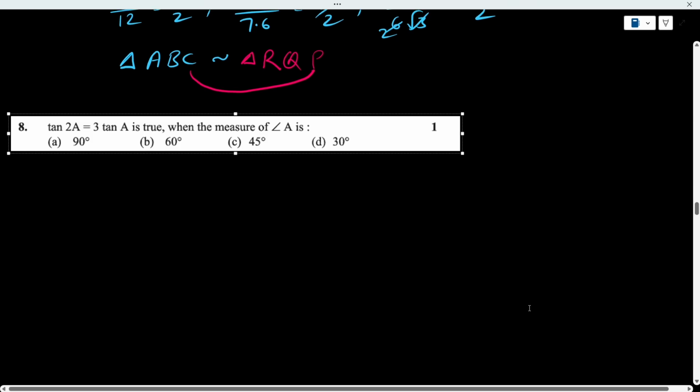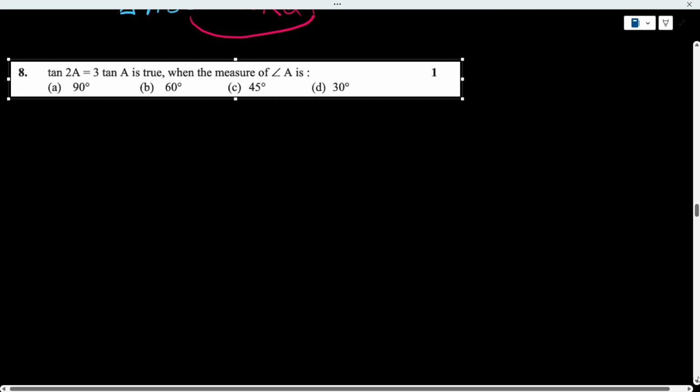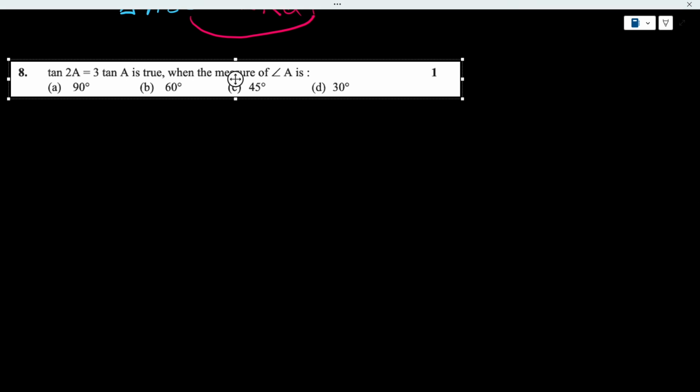Now go for question number 8. What is given in this question? Question number 8 says tan 2A is equal to 3 tan A, right? It's given tan 2A is equal to 3 tan A. What is the measure of angle A? Now you know that here it's written 3, correct? And here the angles are different. We can't directly do the simplification and solve it. So what I'll do, I'll follow the trial and error method.